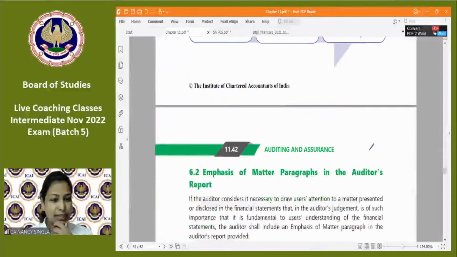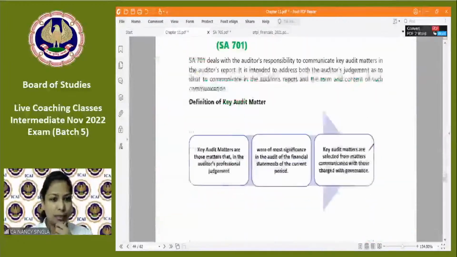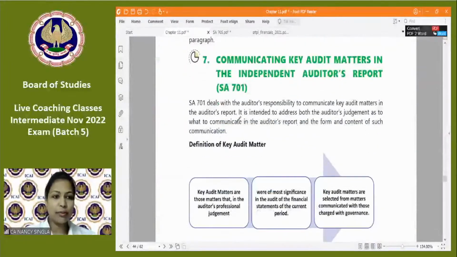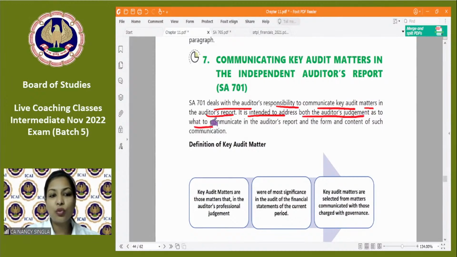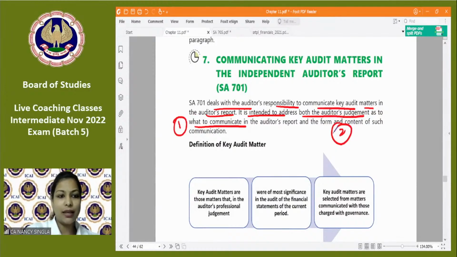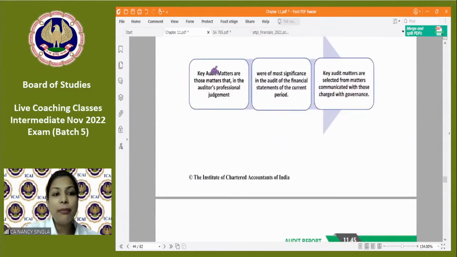ठीक है, बहुत इजी है, इसको कॉम्प्लिकेट मत करना, जैसे मैंने बताया सिंपली वैसे पढ़ोगे तो समझ आएगा. देखो, it deals with the auditor's responsibility to communicate key audit matters in the auditor's report. It is intended to address both the auditor's judgment as to what to communicate, क्या कम्युनिकेट करना है, and form and content क्या है.